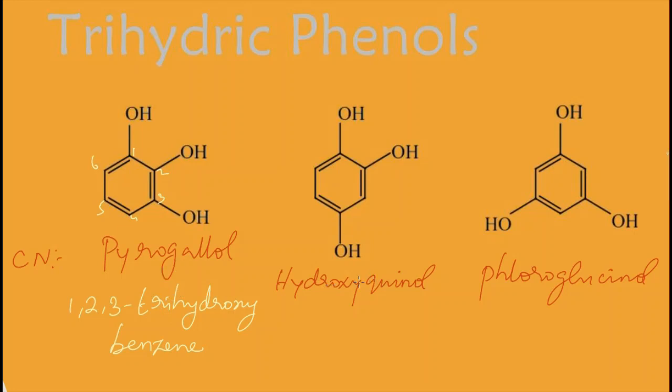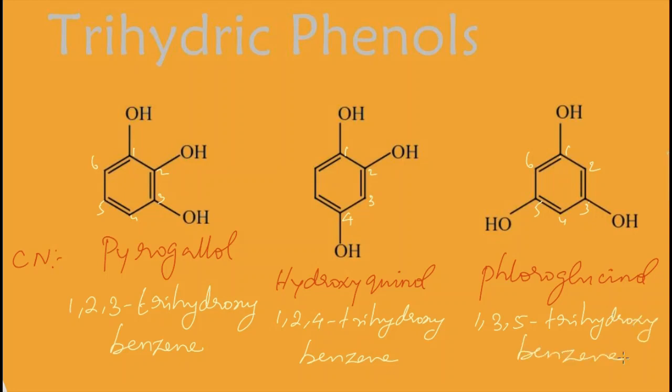The next one is hydroxyquinol. The OH group is attached in the first carbon, second carbon, in the third carbon there is no OH group, and in the fourth carbon the OH group is attached. So 1, 2, 4 trihydroxy benzene is the IUPAC name for hydroxyquinol. Finally, phloroglucinol. First carbon, second carbon, third carbon, fourth carbon, fifth carbon and sixth carbon. The OH groups are attached to the first, third and fifth carbon. So 1, 3, 5 trihydroxy benzene is the IUPAC name for phloroglucinol.